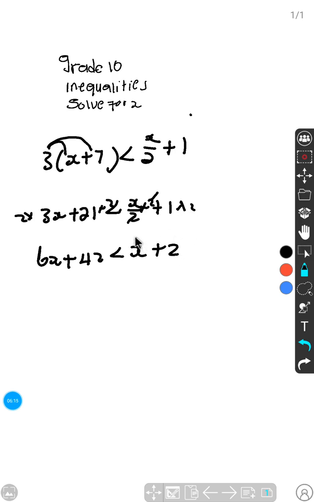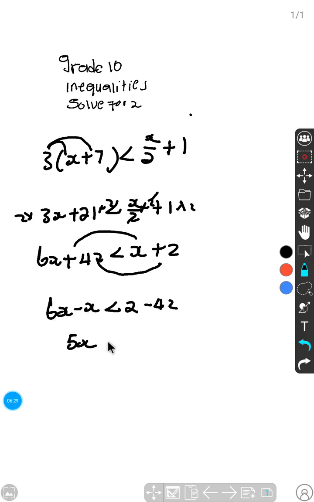Okay, so we're taking the x side, 42 this side. So we're going to have 6x minus x, 2 minus 42. Right, so 6x minus x is going to be 5x. 2 minus 42 is going to be minus 40. Divide both sides by 5. X is less than minus 8.